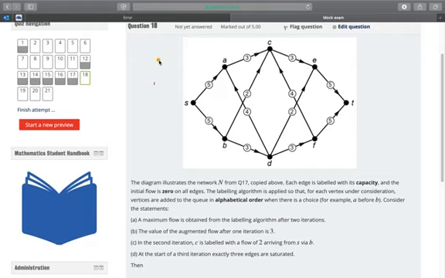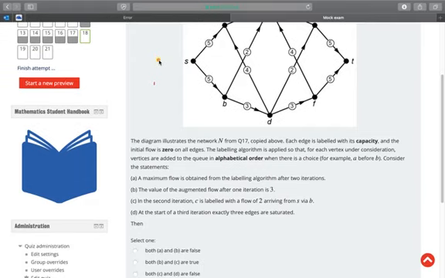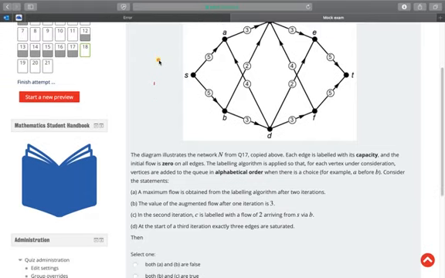So let's see, I need a bit more space, maybe there. I'm doing the best I can here. Let me do the labeling algorithm. Let's start with the first iteration, and I'm going to save space. I'm not going to write S. I'm going to write the vertex A at the top.